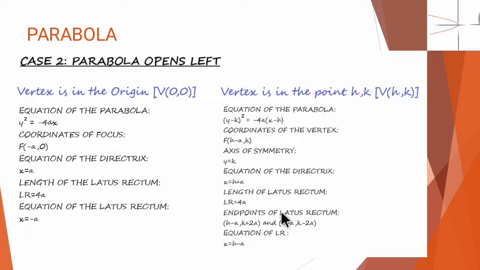Endpoints of the latus rectum, so we have h minus a and k plus 2a, and h minus a and k minus 2a. Equation of latus rectum, we have x is equal to h minus a.